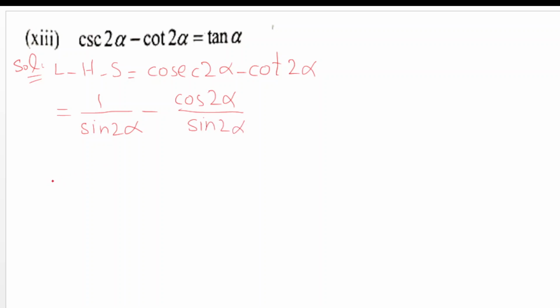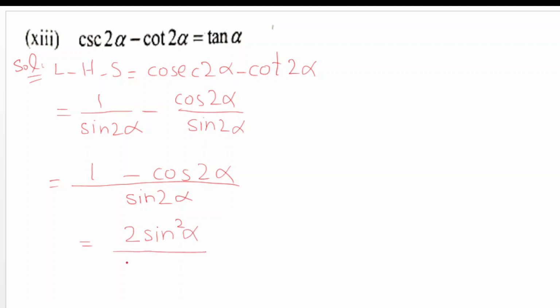And then after that we'll just simply take the LCM, as both are the same. Sine 2 alpha, 1 minus cos 2 alpha. So all the students know that 1 minus cos 2 alpha will be equal to 2 sine square alpha. I will tell you how this comes.